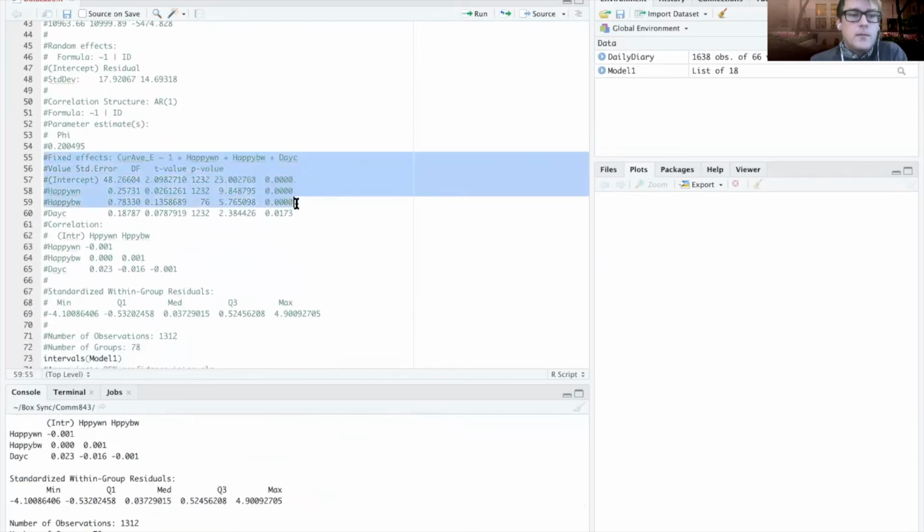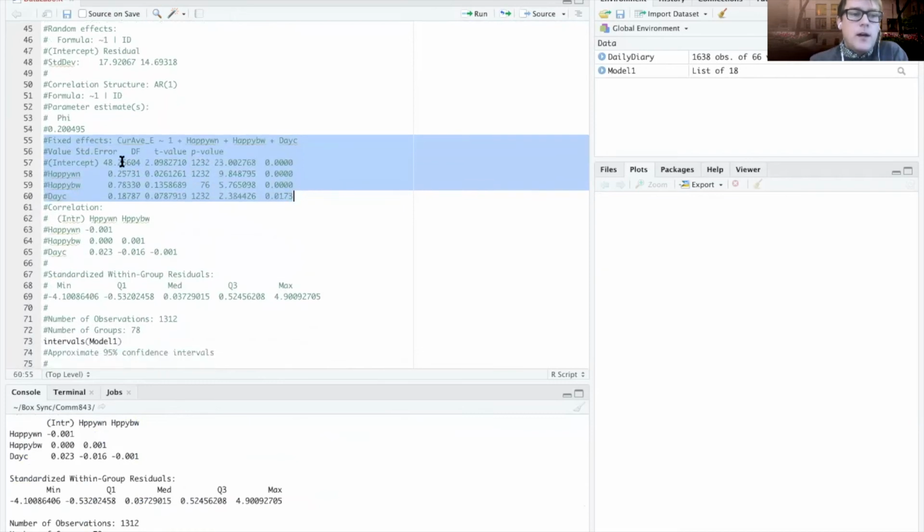So these are the fixed effects. You have a value for the intercept.